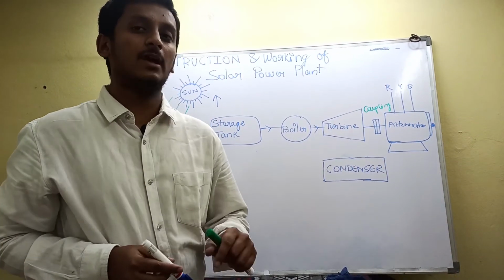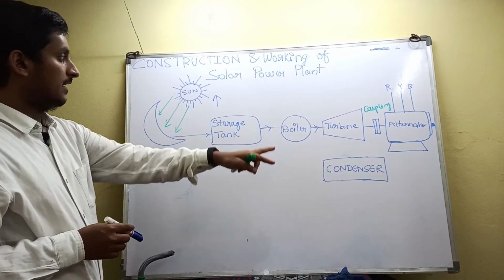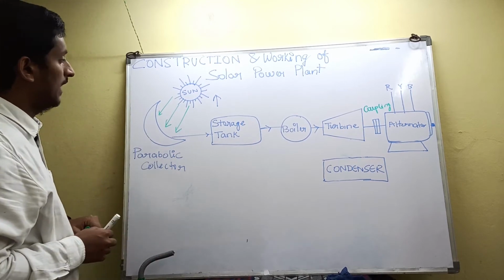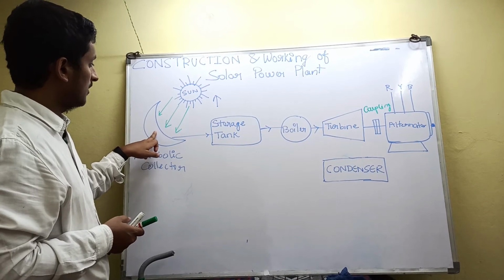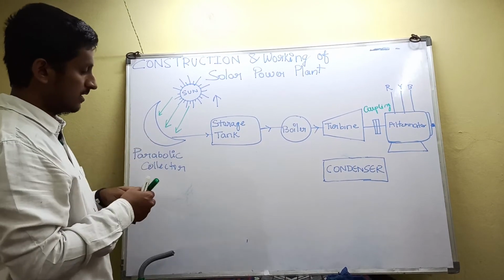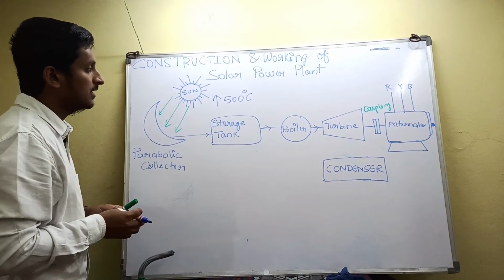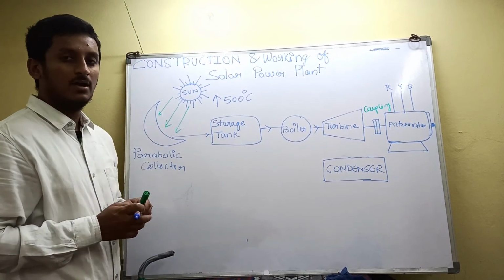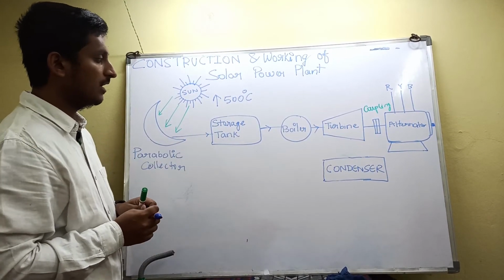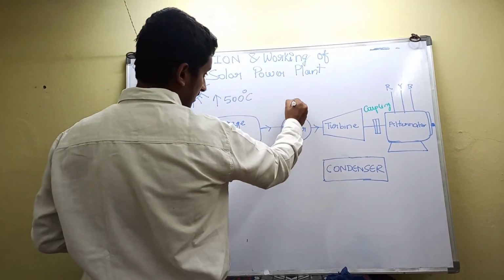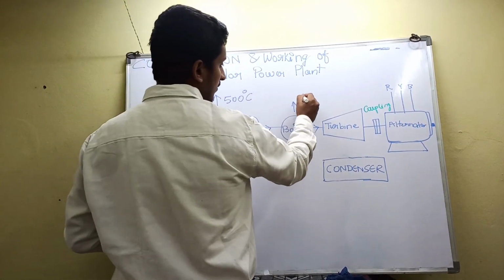Now we will be discussing how to construct this entire solar power plant, and we will see how it works. As I have said, the parabolic collector increases the temperature up to 500 degrees centigrade. After the temperature is increased, the liquid is sent to the storage tank. When it is sent to the storage tank, the boiler further increases the temperature of the liquid. From there, it is converted to steam.